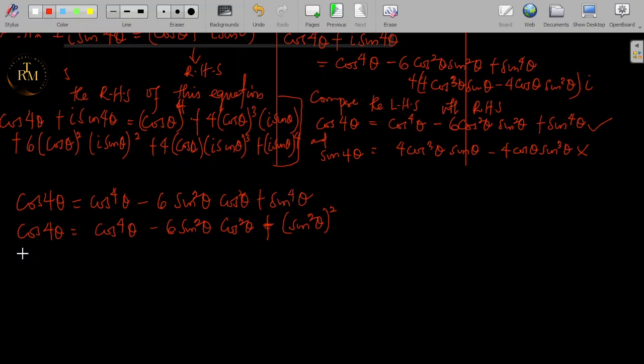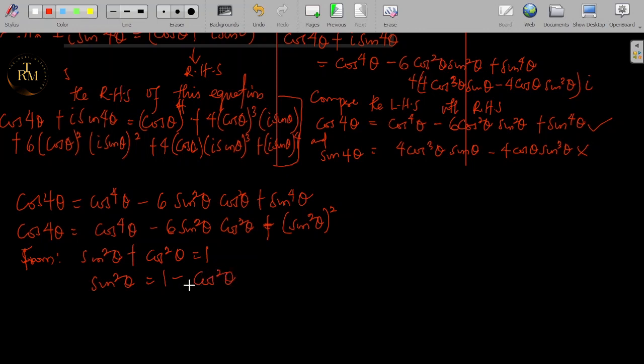So I'm going to use the trigonometrical identity that says sine squared theta plus cos squared theta is actually 1. So making sine squared theta the subject, I'll have sine squared theta equals 1 minus cos squared theta.